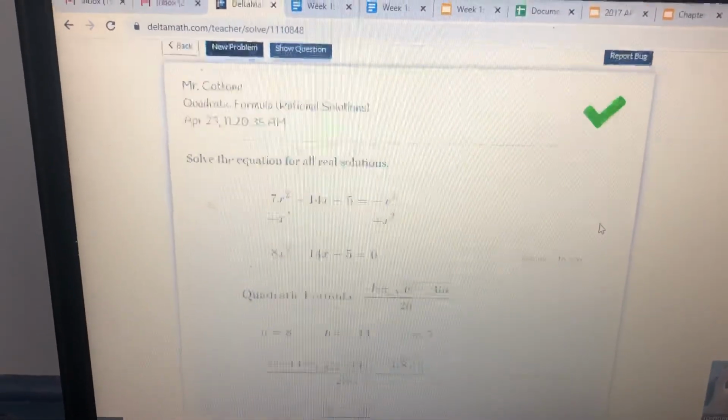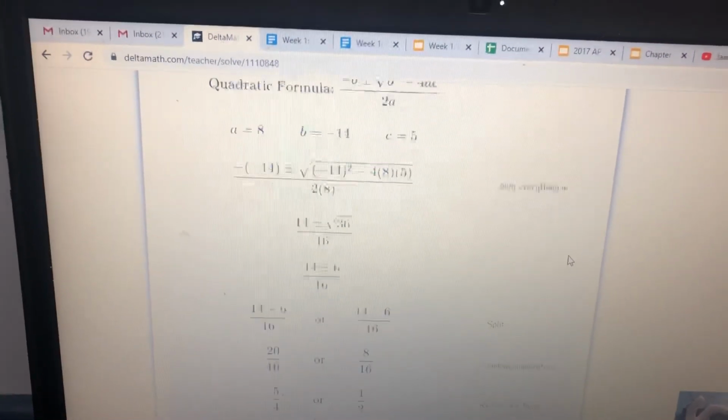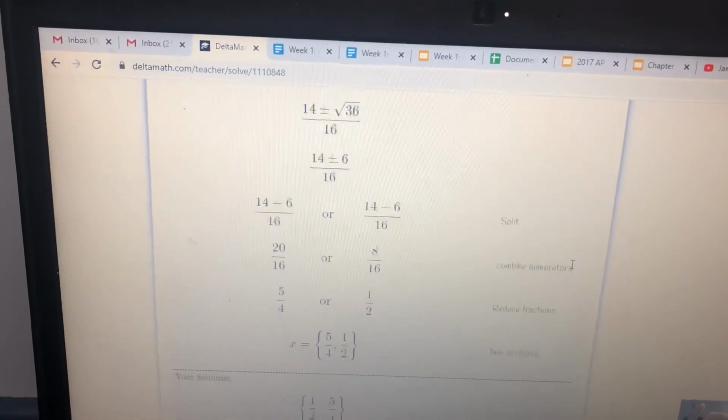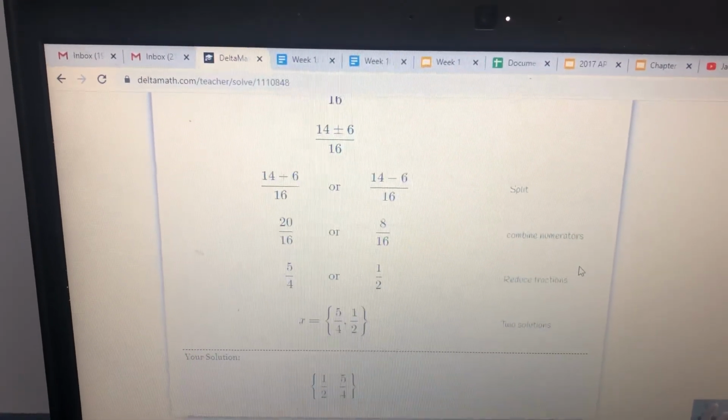And we can look at their work. They put it in standard form. Next, they identified A, B, and C, substituted those values in and simplified, found the two solutions. Good. Good luck, guys.